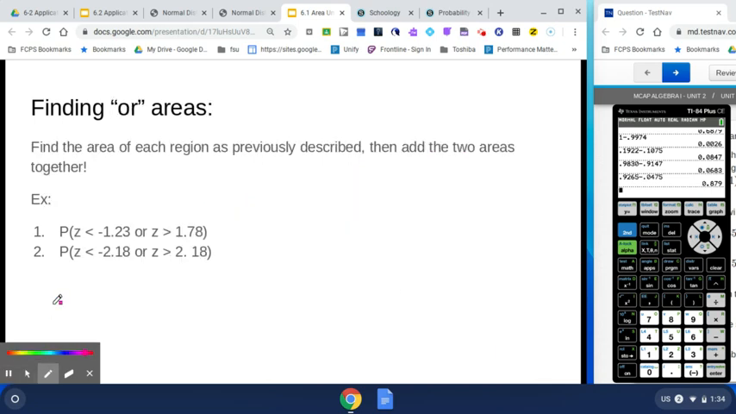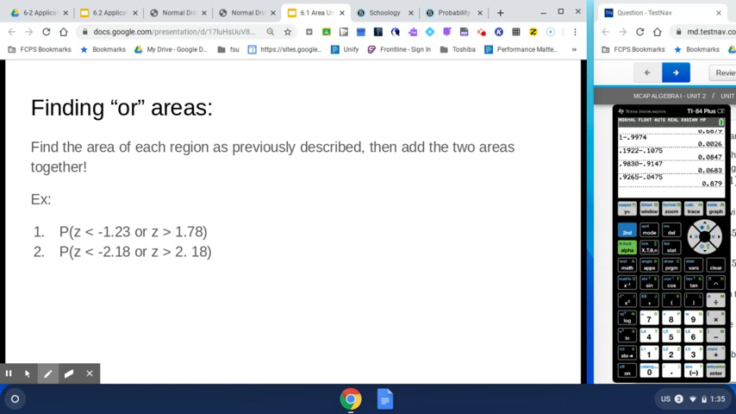All right, the last situation that we have is when we're asked to find OR areas. So we're going to find the area of each region as we've learned in previous slides, and then add the two areas together. So OR is our keyword for addition. You may remember that from our probability unit earlier in the year, but OR means add.